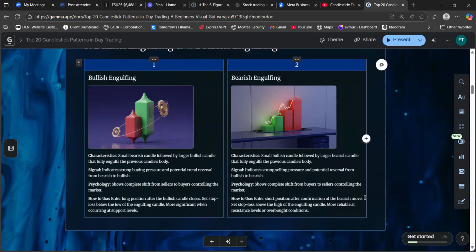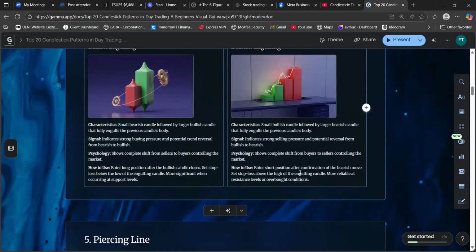And the bearish engulfing is basically just the opposite. It's a small bullish candle followed by a larger bearish candle that fully engulfs the previous candle's body. The signal indicates strong selling pressure and a potential reversal from bullish to bearish. The psychology shows a complete shift from buyers to sellers controlling the market. How do you use this? You enter a short position after confirmation of the bearish move, set the stop loss above the high of the engulfing candle, and it's more reliable at support and resistance levels.